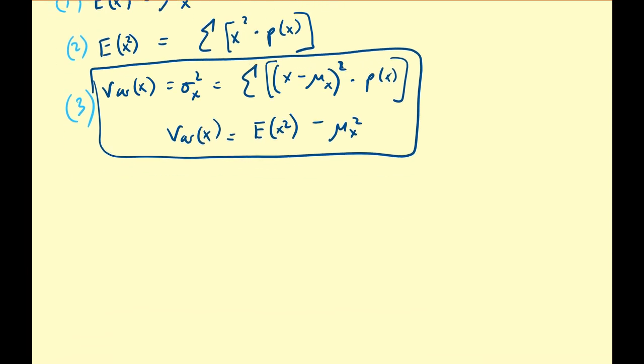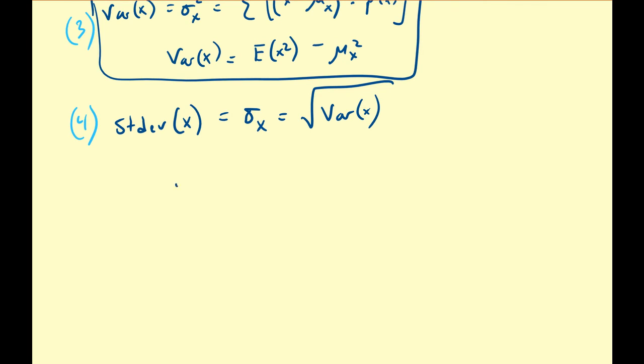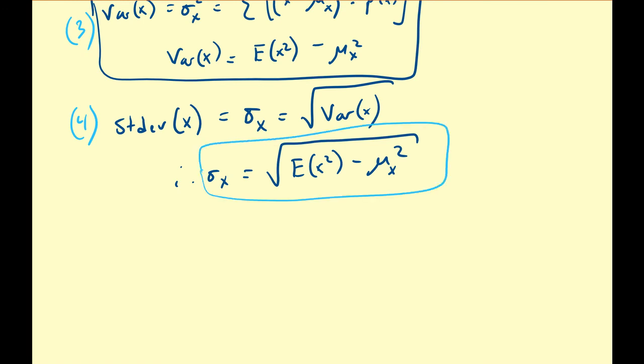From the variance, you can also calculate or define the standard deviation of a discrete random variable. So the standard deviation of X, or as some people write it, just sigma X, is going to be equal to the square root of the variance of X traditionally. So that means sigma X is equal to the square root of the second moment of X minus the expected value of X squared. And that gives us some identities.